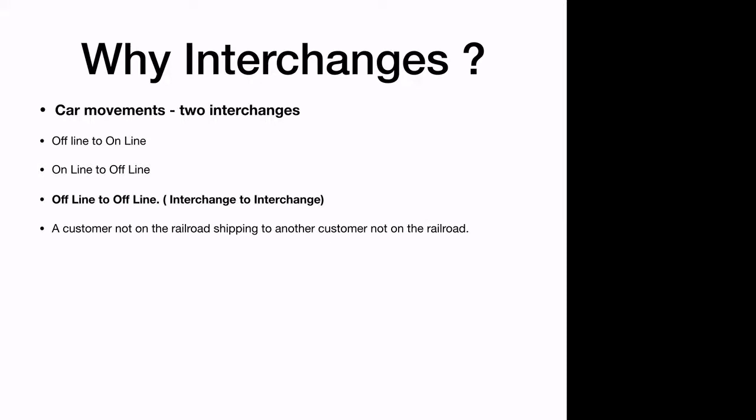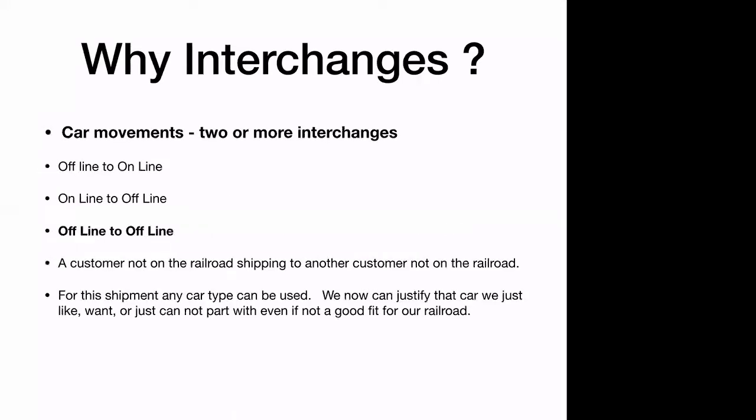Obviously, the more interchanges you have, and especially at least two, is really neat, because now you can do an offline to offline shipment, which is simply interchange to interchange, or a customer offline shipping to another customer offline. So in this case, what's the neat part of having the two interchanges is that any car you have in your inventory that's in service, you can use it.